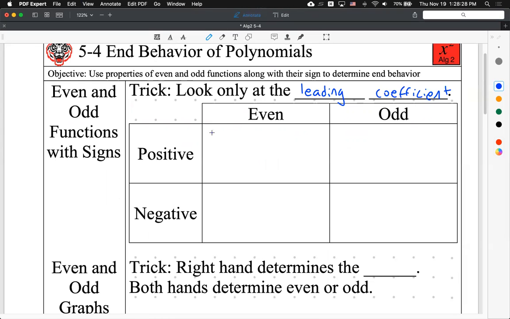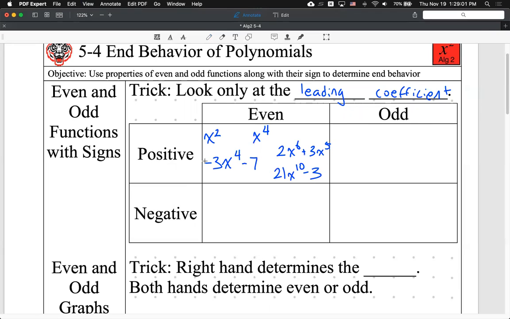An even function is something like x squared or x to the power 4 or negative 3x to the power of 4 minus 7 or 2x to the power of 6 plus 3x to the power of 5. Or let me give you another one: 21x to the power of 10 minus 3. Every single one of those are even. Actually, one of those is a negative, so let me make it a positive as well. Every single one of those is even.